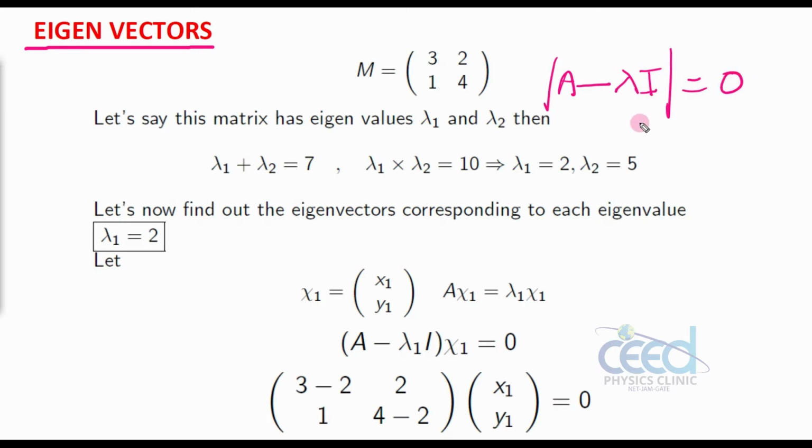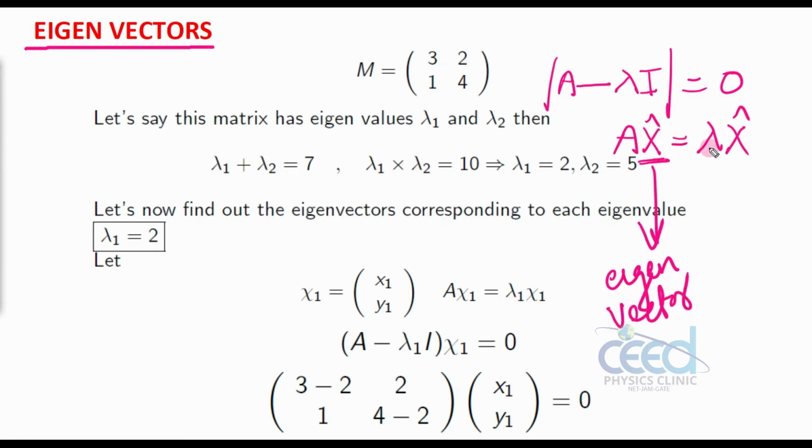This equation we have arrived from the basic equation, that is Ax is equal to lambda x. More precisely, I can write A x cap is equal to lambda x cap. So this x cap, I can say, is the eigenvector, and this lambda is the eigenvalue. Let us come to the significance of this eigenvector and what it means.